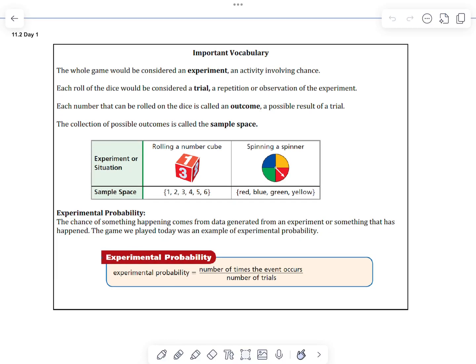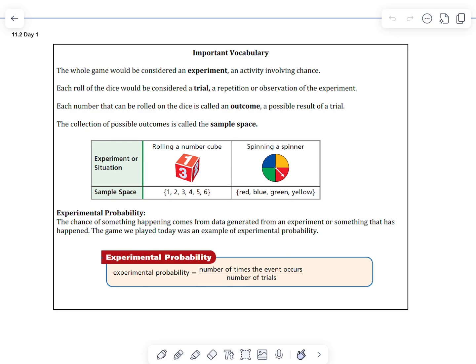Here's some important vocabulary. The whole game will be considered an experiment, an activity involving chance. Each roll of a dice would be considered a trial, a repetition of observations of the experiment. Each number that can be rolled on a dice is called an outcome, a possible result of the trial. The collection of these possible outcomes is called the sample space.